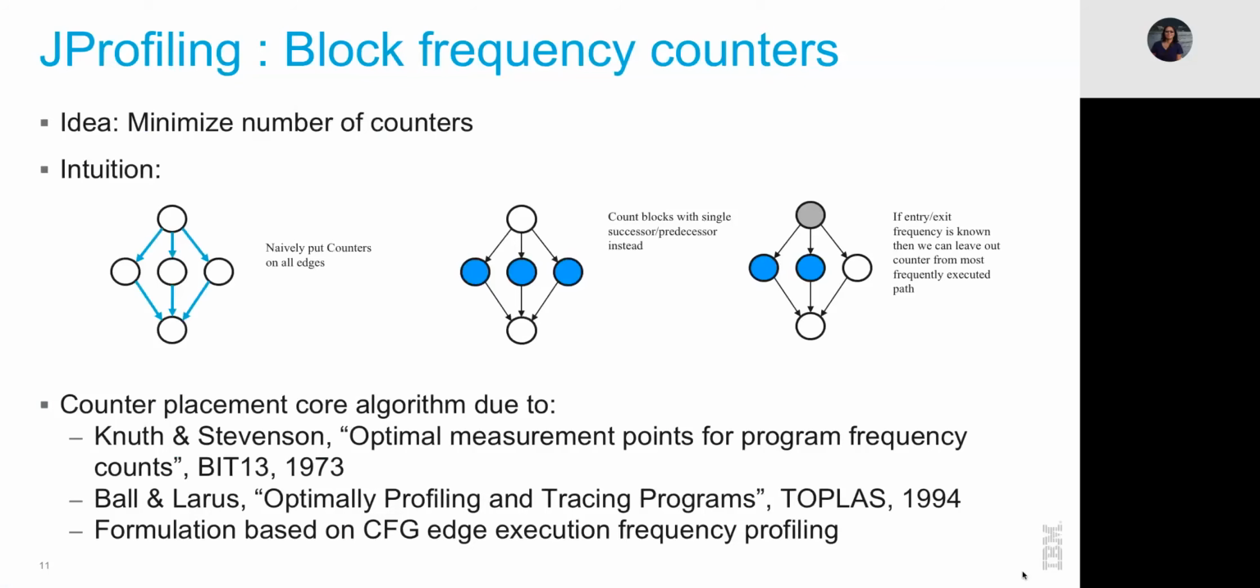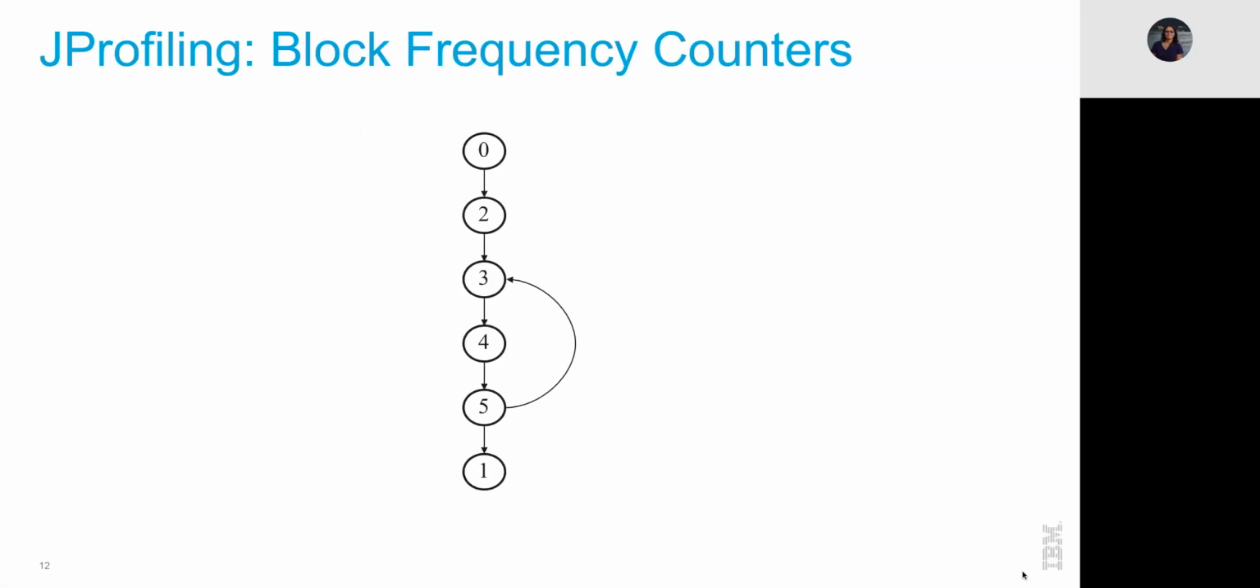Let's take a look at an example of how JProfiler minimizes the number of counters we need. This is a simple control flow graph with one back edge. It can represent a for loop or while loop in any method. Let's see how we can minimize the number of counters here.